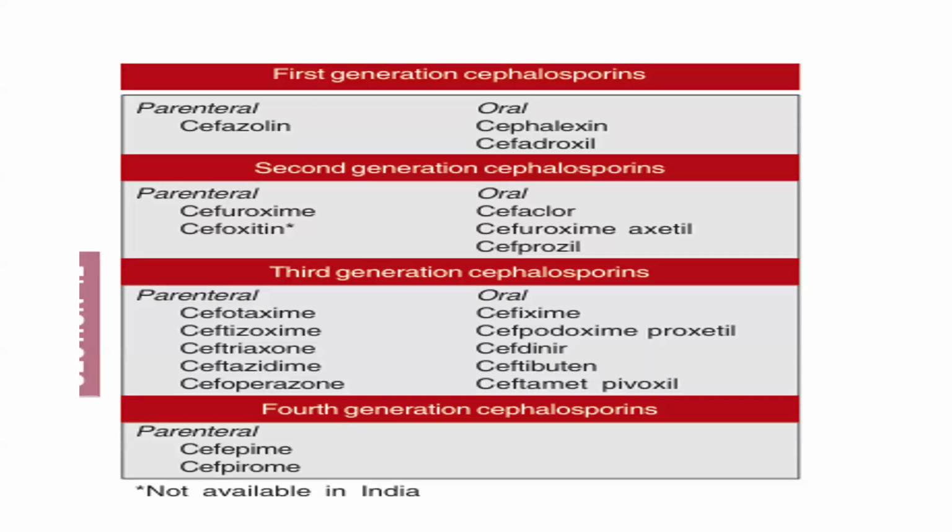First generation cephalosporins: parenteral includes cefazolin, oral includes cephalexin and cefadroxil. Second generation: parenteral includes cefuroxime and cefoxitin, oral includes cefaclor, cefuroxime axetil, and cefprozil. Third generation: parenteral includes cefotaxime, ceftriaxone, ceftazidime, and cefoperazone. Oral includes cefixime, cefpodoxime proxetil, cefdinir, ceftibuten, and cefditoren pivoxil. Fourth generation includes cefepime and cefpirome.